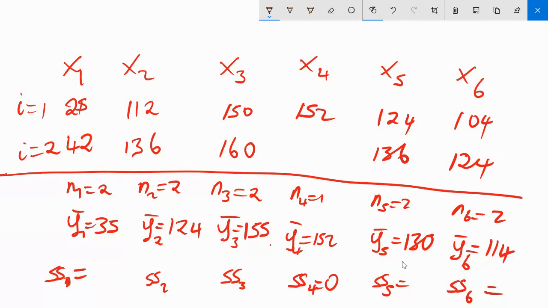Now, what is SS1? So it's simple. It's 113.5. Then SS2. It's 112 minus 124 squared plus 136 minus 124 squared. Then you sum the two. You give me the answer. SS1 is equal to. SS1 is there. Please, let's go to SS2.